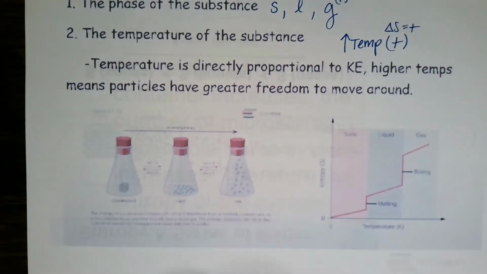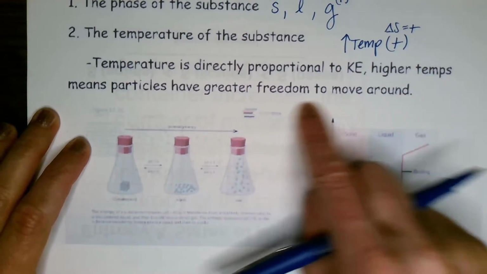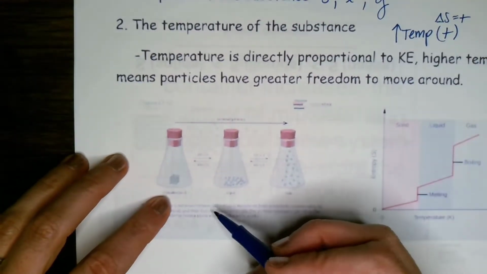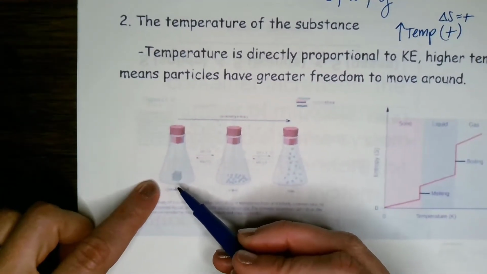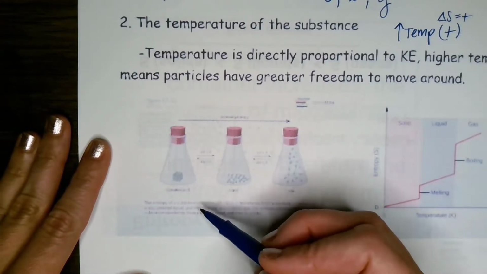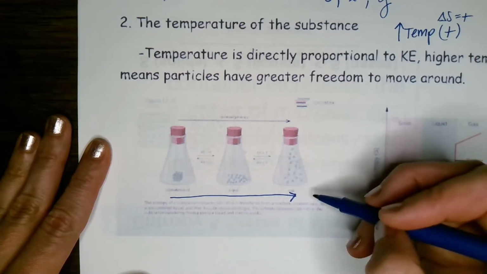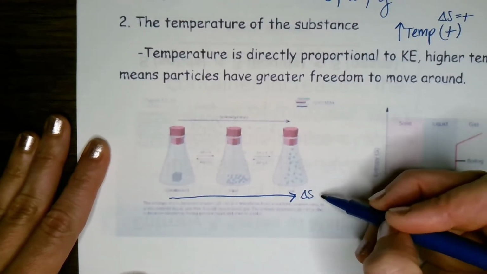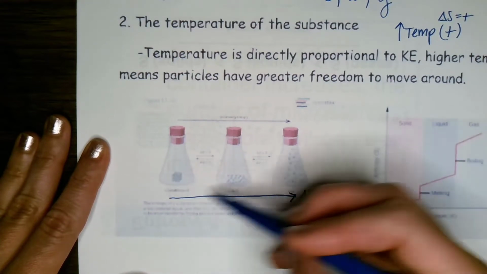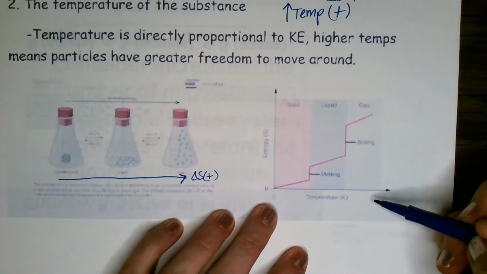So temperature, we know, is directly proportional to kinetic energy. Higher temps, they have more freedom to move around. So here's an example of looking from a solid to a liquid to a gas. We can see that there is less organization, and delta S increases as we go from a solid to a liquid to a gas. Here's a good one where we look at entropy and temperature.